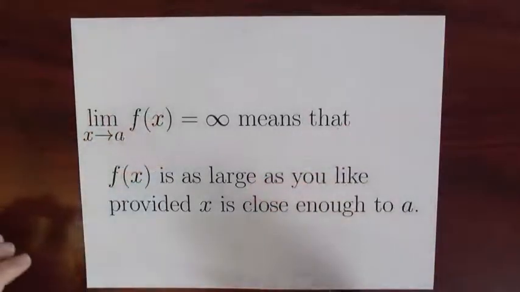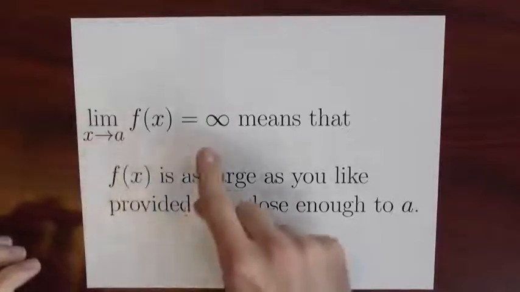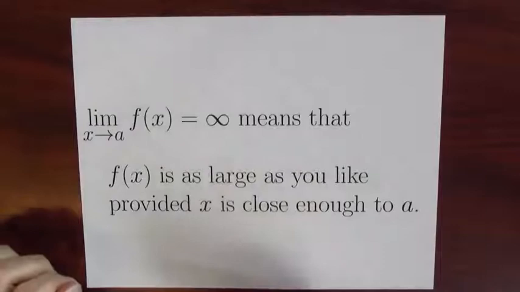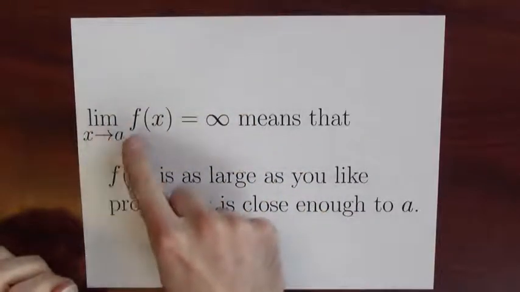Now, as a bit of a warning, I'm not saying that this number, limit f of x, x approaches a, is equal to this number. Infinity is not a number. What I am doing here is attaching a precise meaning to the entire statement that the limit of f of x is infinity. So that's what it means precisely, but what does that mean practically? Let's go to the board.